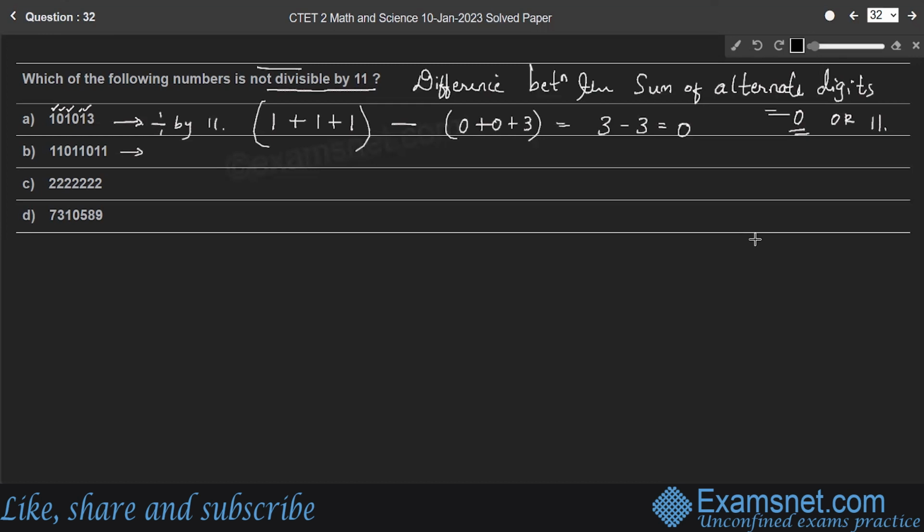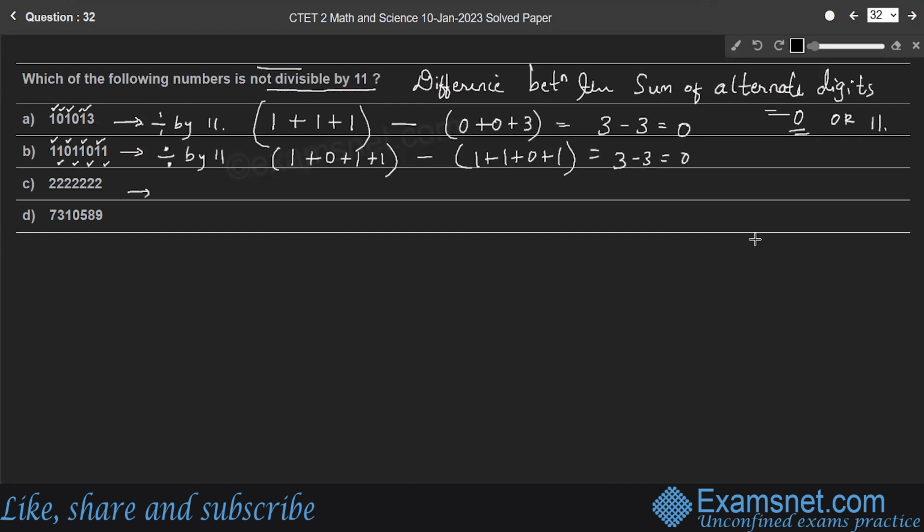We'll consider the second number. So consider the difference between the sum of the alternate digits. Here the alternate digits are the first, third, fifth, and seventh, right? So we'll consider 1 plus 0 plus 1 plus 1, alternate four numbers, minus the remaining second ones: 1 plus 1 plus 0 plus 1. So again we have 3 minus 3, which is equal to 0. The second number is also divisible by 11.